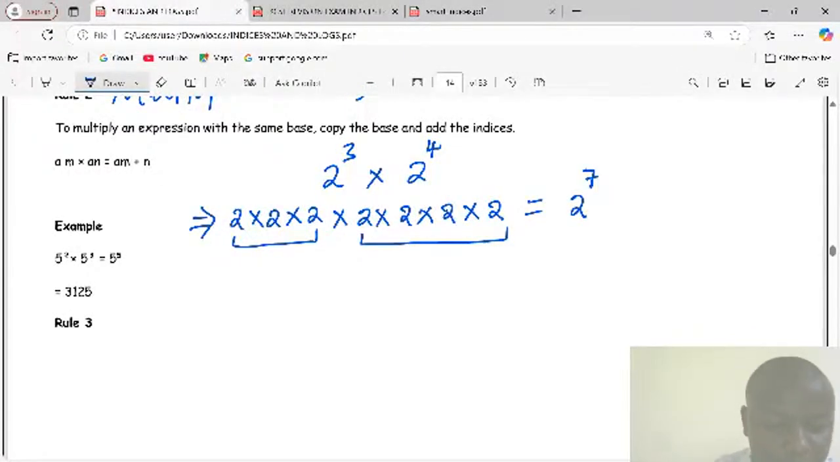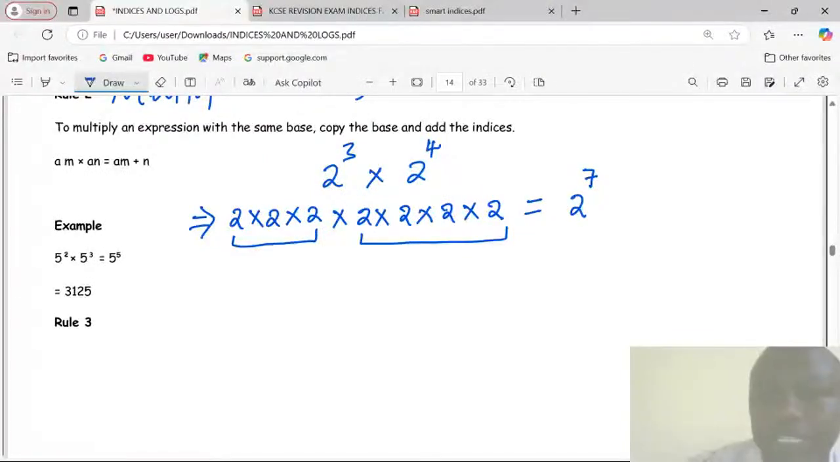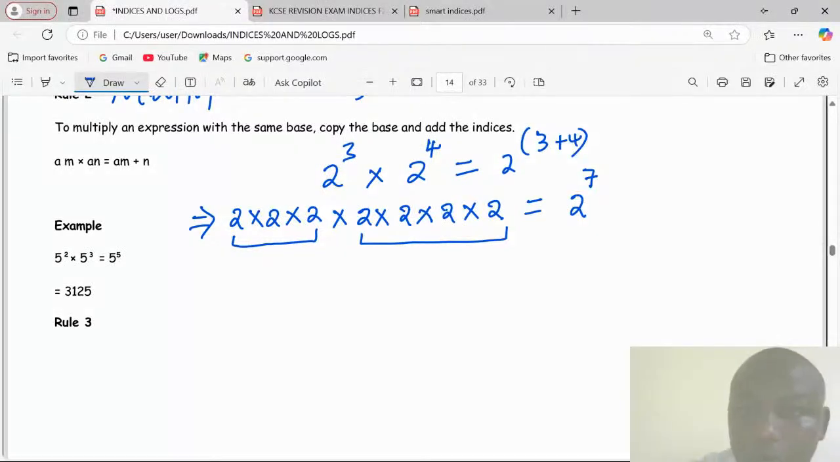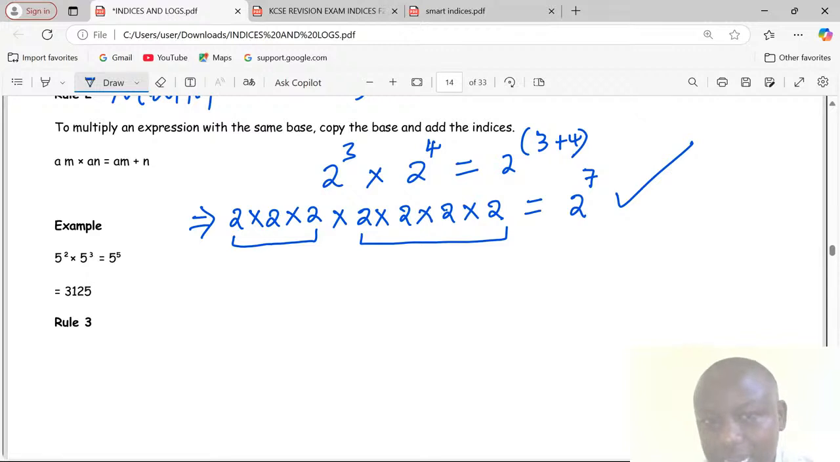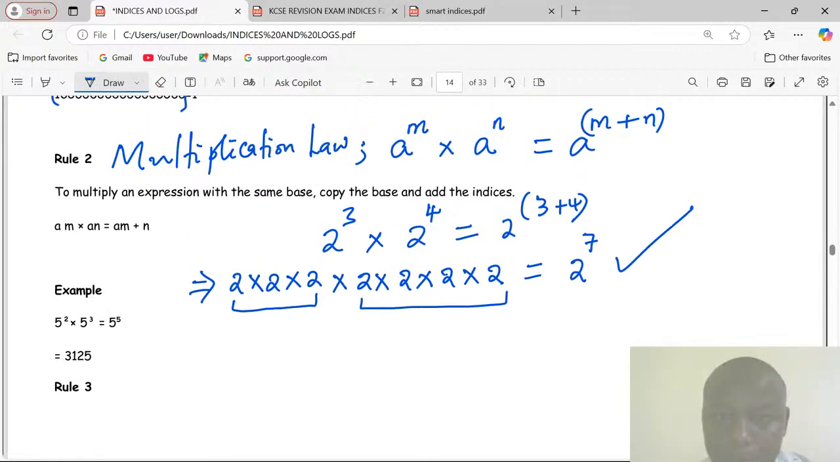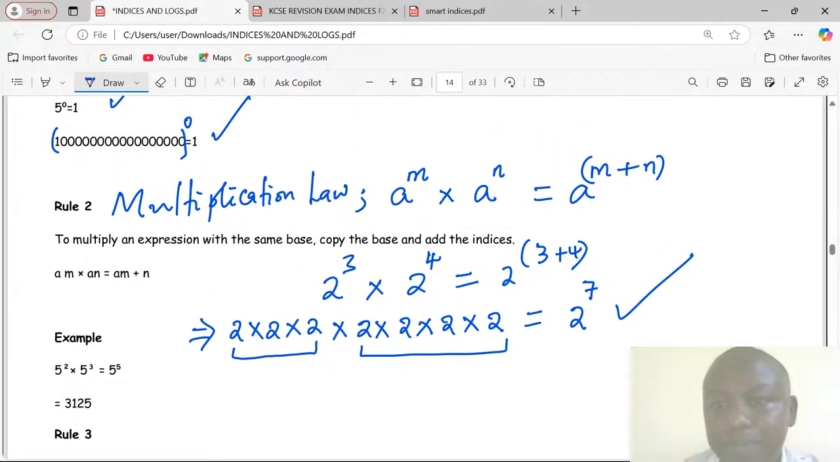Now, when you compare what we are having at the end of the day after multiplication, you discover that it is equivalent to, if we have gone to the first expression and we just put it down as 2, then raised to 3 plus 4, we would still have gotten power 7. So because it is evidenced that when the base is the same and we are multiplying, then we can do it faster by just picking the base and adding up the indices as we agreed up there.